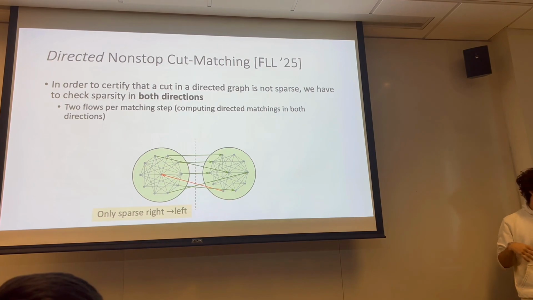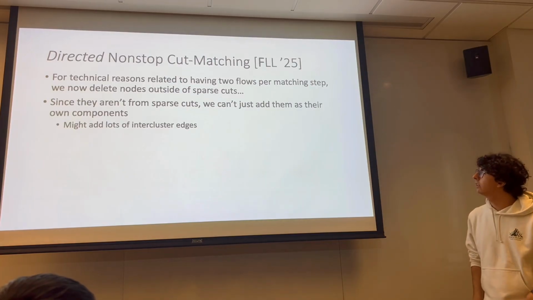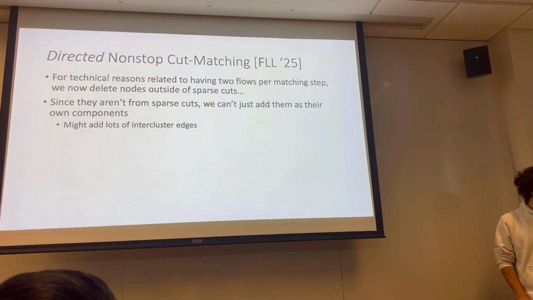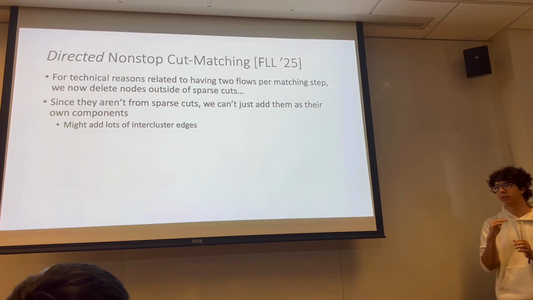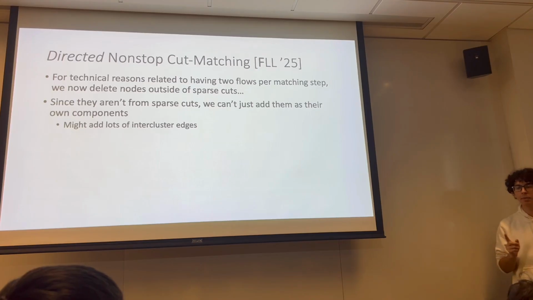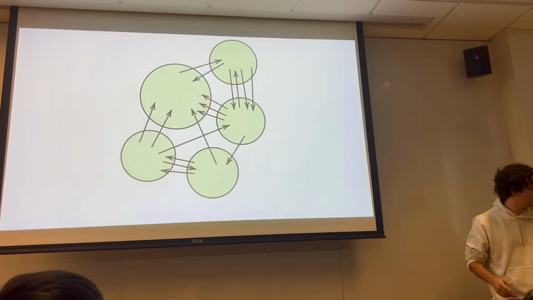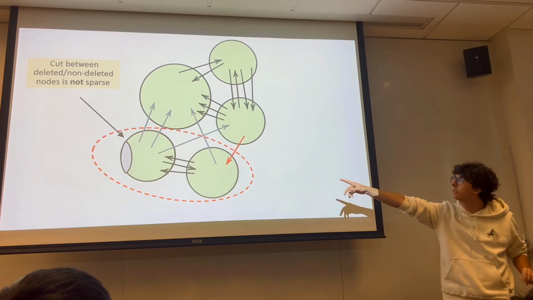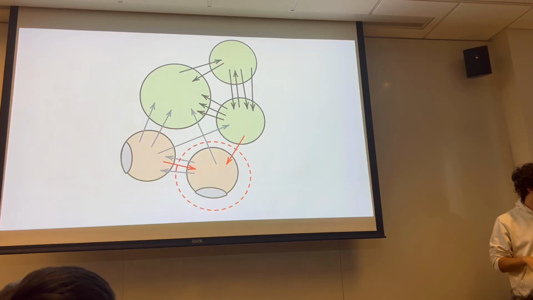And this seems like a simple change, but for some technical reasons, this actually ends up with us deleting nodes outside of sparse cuts. And this is a problem because if you delete nodes and they weren't deleted by removing a sparse cut, you can't just make them their own component in the decomposition because it's not a sparse cut, so there might be lots of edges crossing that cut. For example, let's see the algorithm if you just try and do this. You find a cut, you delete some stuff, the gray part, and if you just try and cut it out as its own component in the decomposition, you would add a lot of intercluster edges. And each round you do that.